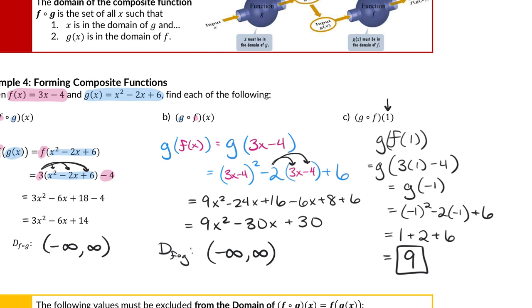Can I plug in the g? Oh, wait. It says, because if we're working from the inside out, we would write this as g of f of 1. G of f of 1. So we go from the inside out.